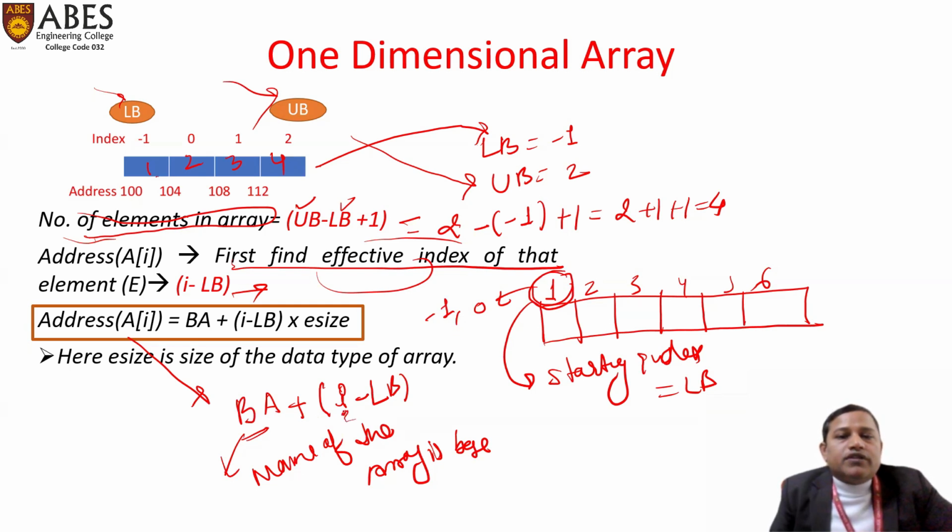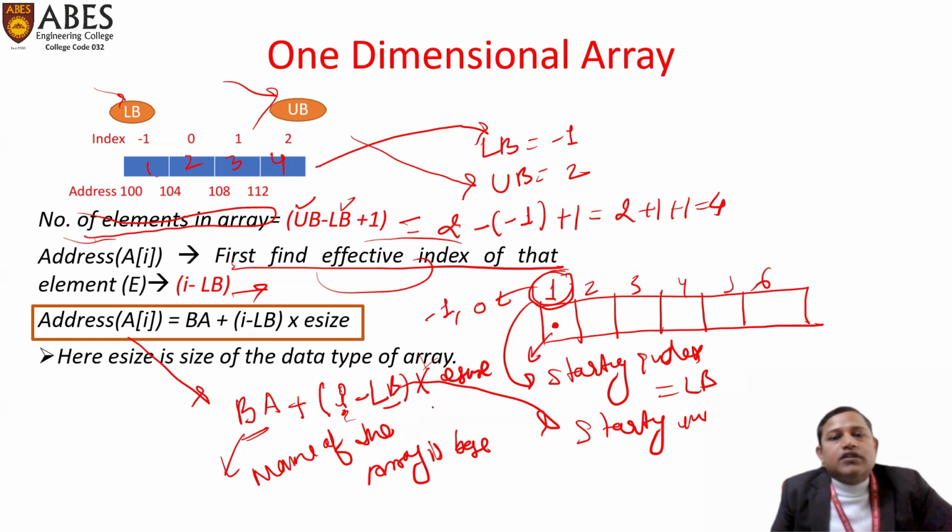Simply take the index of the element whose address you have to find, and subtract the lower bound, meaning the starting index of the array, and multiply by the size of an element. The size of one element depends on the data type of the element. If it is 2 bytes, then multiply by 2. If it is 4 bytes, then multiply by 4. If one element takes 6 bytes, then multiply by 6.